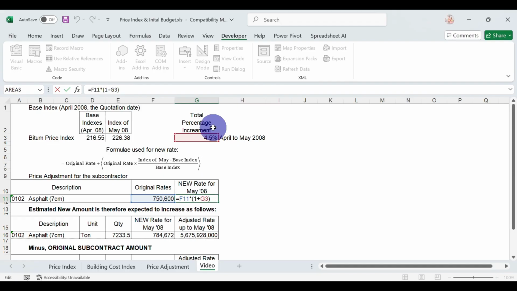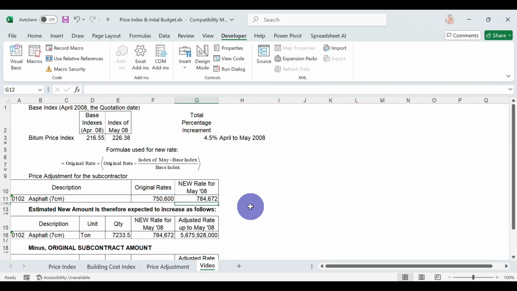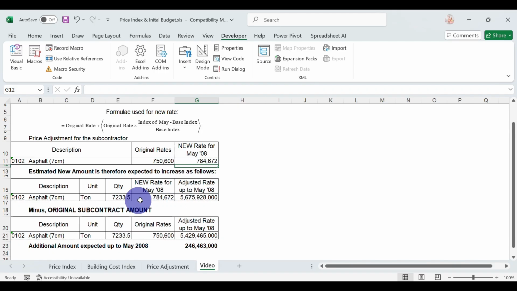If I click here, you can see the new rate uses this formula. Okay, so we already have the new rate and variation of new rate, and then we will times it with the original quantity. We have the total amount based on the new rate minus the original amount of the original rates. We have the total variation due to the rise and falls.